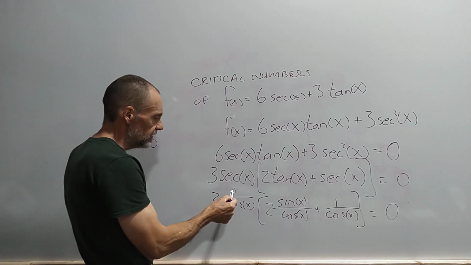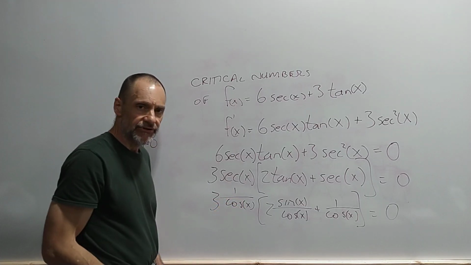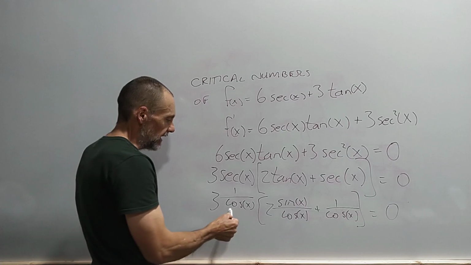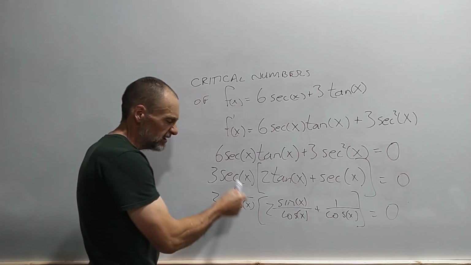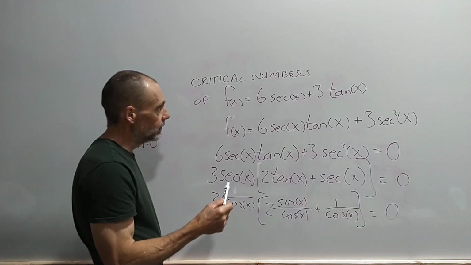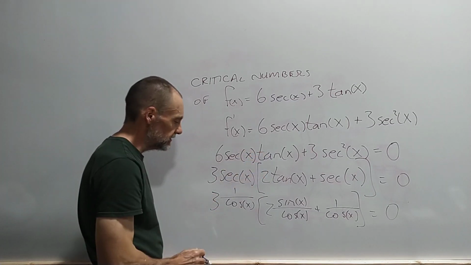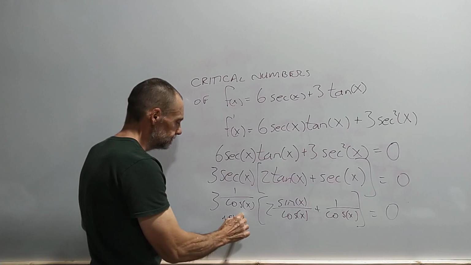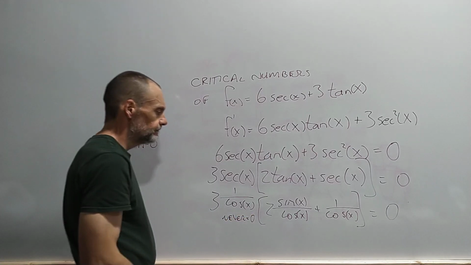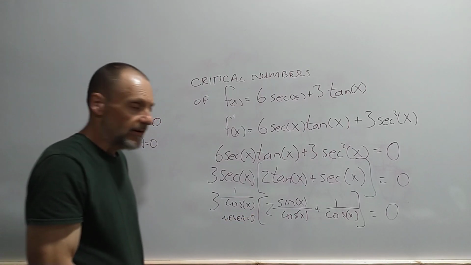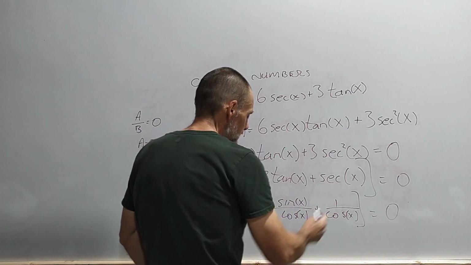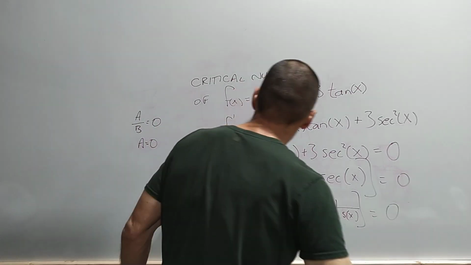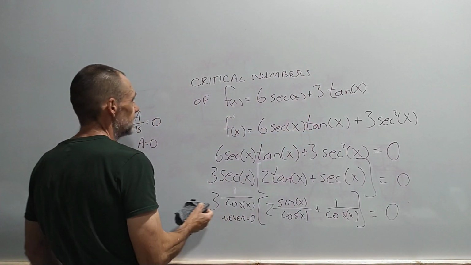So here we have 1, right? Well, 1 is never 0. Now, cosine can be 0, but then this thing will fail to exist, and that's not what we're looking for here. We're looking for when this thing is 0. So this thing is never 0, so we kind of don't have to worry about that one anymore. Now we need to focus on this one right here. So let me get some room.